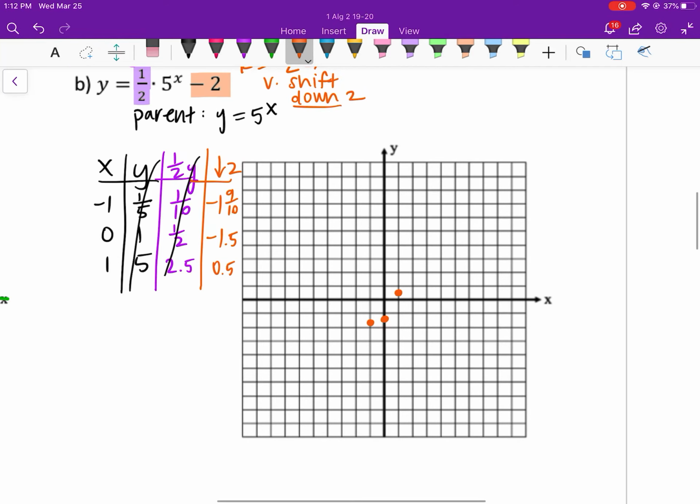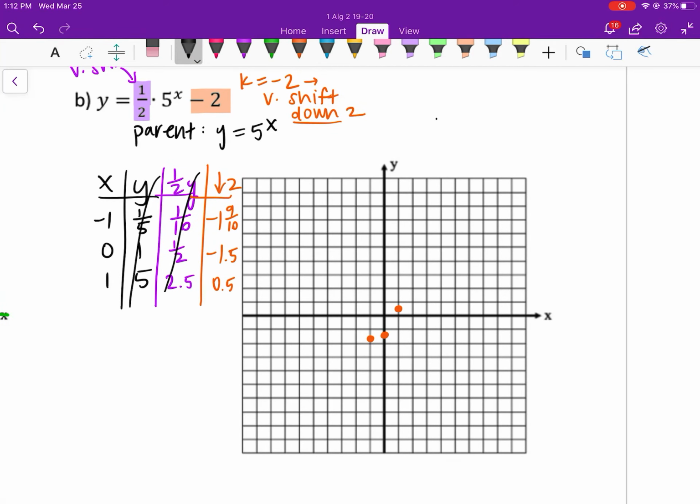Before we connect our points, notice a couple things. It is going to be exponential growth because we are getting bigger, and our horizontal asymptote is going to be related to where our k value shifted us. We moved down 2, so our horizontal asymptote is y equals negative 2. So we will draw that in as a dotted line. It's not actually part of our graph, but we want to show that we are considering it when we make our graph.